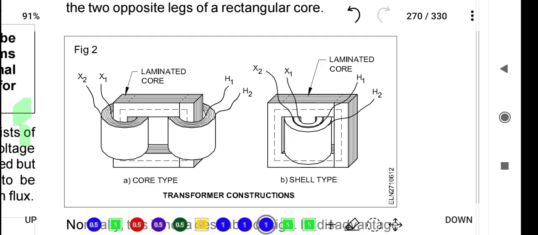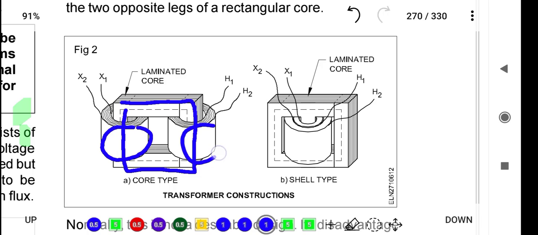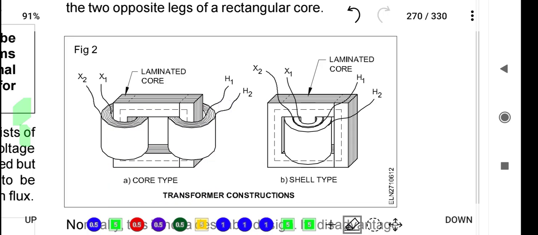The point is, what is a core type transformer? A core type transformer means one rectangular core is there, and it consists of two separate windings. This type of construction we call core type construction. Friends, this is very important. This is clear. So in this topic, what is the important point?